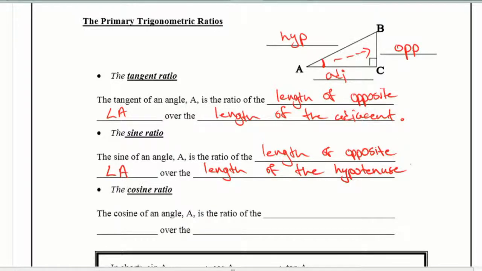And then the last, we've dealt with opposite and adjacent, opposite and hypotenuse. That leaves the cosine for the adjacent and the hypotenuse. So the length of the adjacent side to angle A divided by or over the length of the hypotenuse.